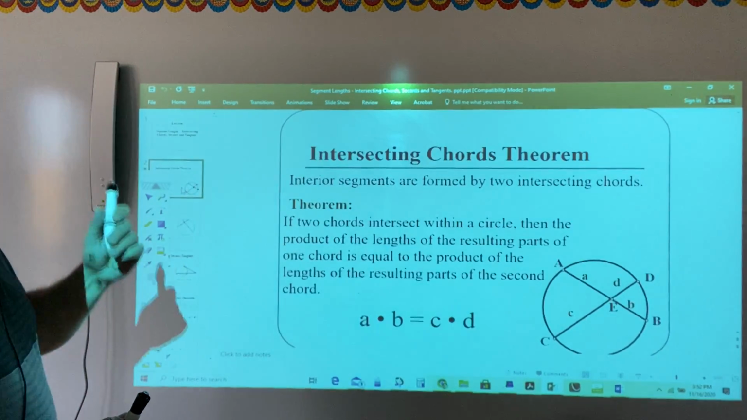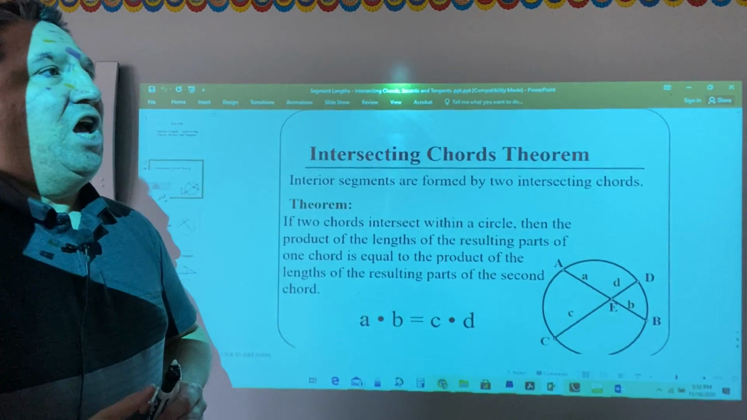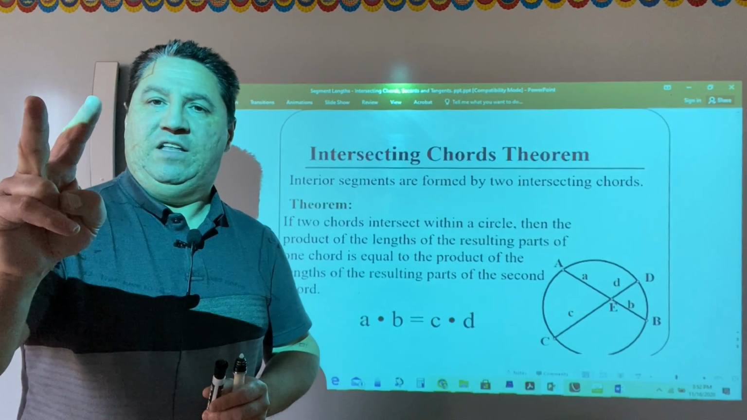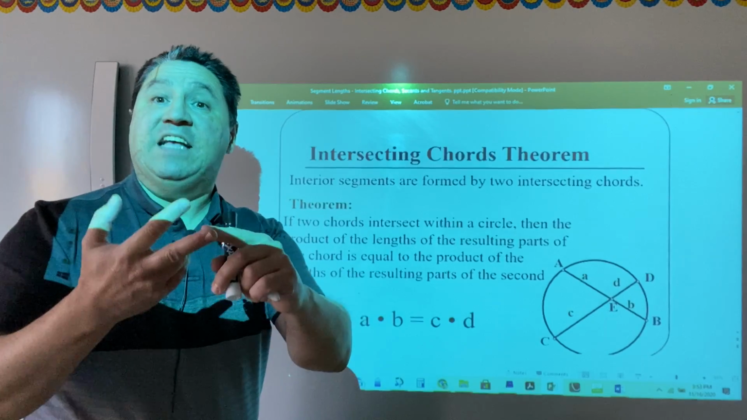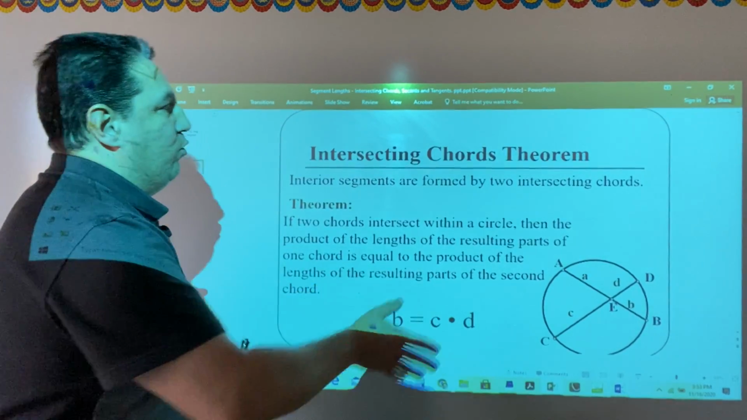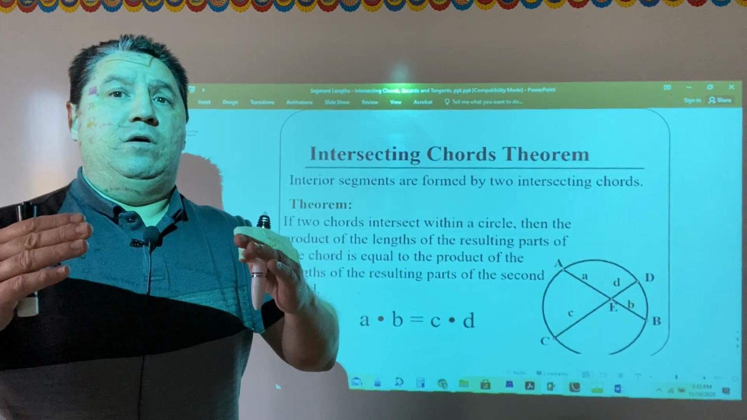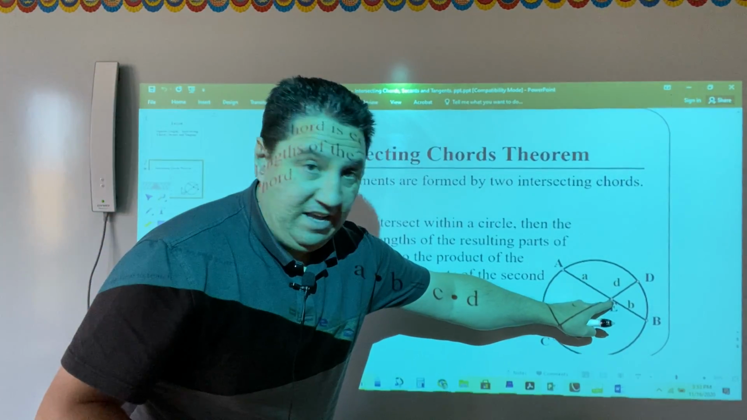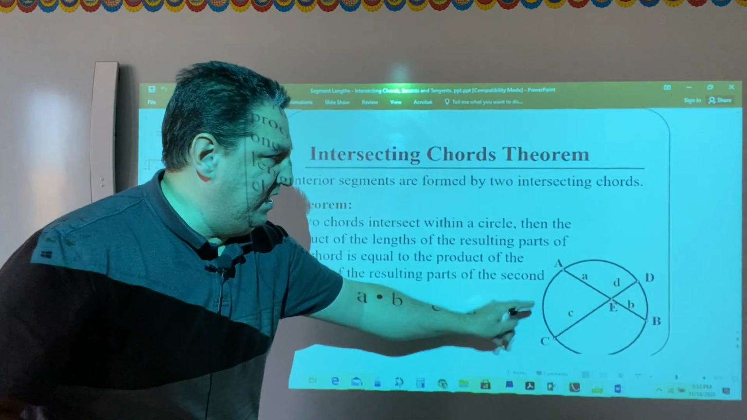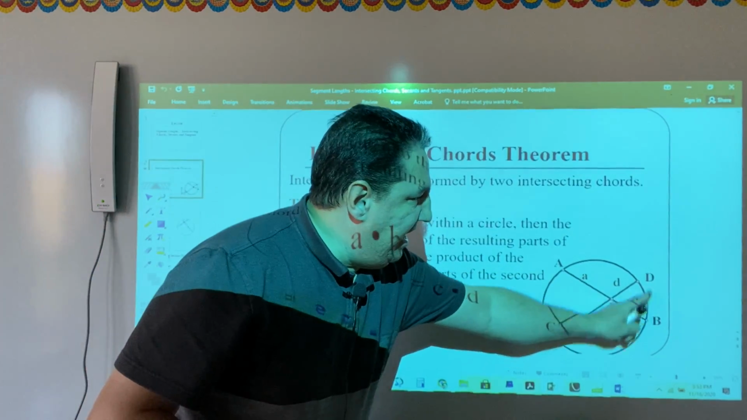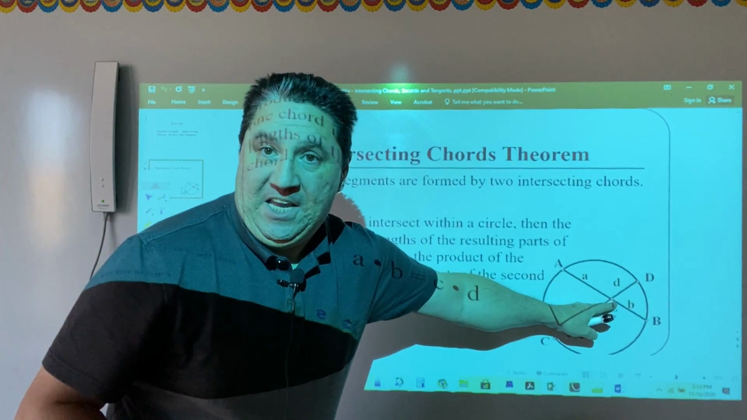Now, we have a few cases of intersecting segments in a circle. We have, in fact, 2 kinds of intersections: an interior intersection and exterior intersection. When we talk about interior intersections, we have 2 chords intersecting in a point interior the circle, like in this case. So, chord AB intersecting chord CD at point E, which is interior.